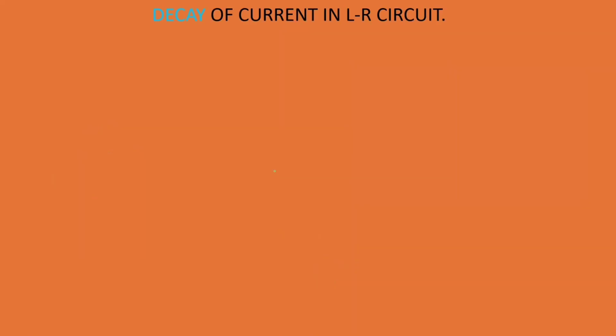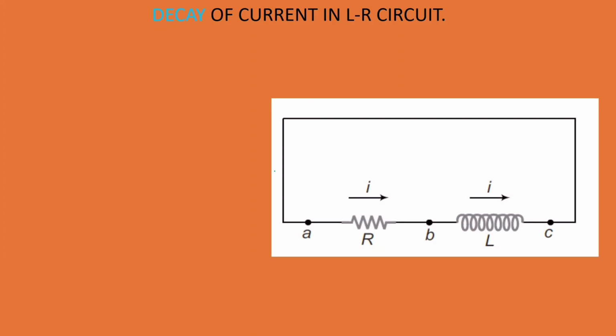Now we will study the decay of current in the LR circuit. There is no need of a battery. We just switch off the battery and get this simplified circuit. There is a voltage drop across R and a voltage drop across L. So who will supply the current? This inductor will supply this current.